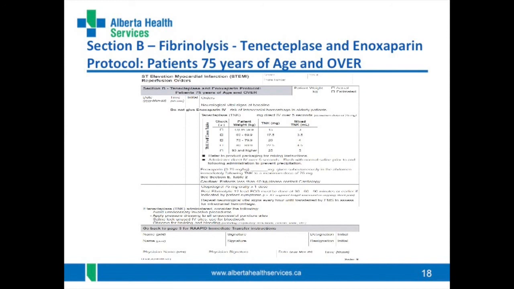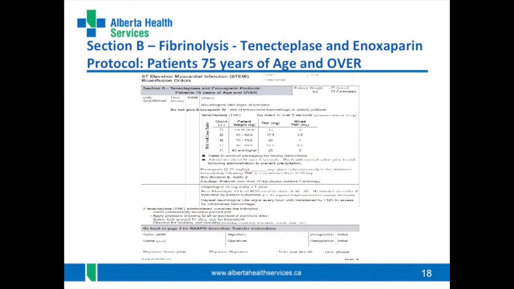So here, what it states is you monitor the neurovitals. You do not give an IV enoxaparin dose. You go straight to TNK, and the dose of TNK that's given is half the regular dose that you would give, and that is identified in the table.